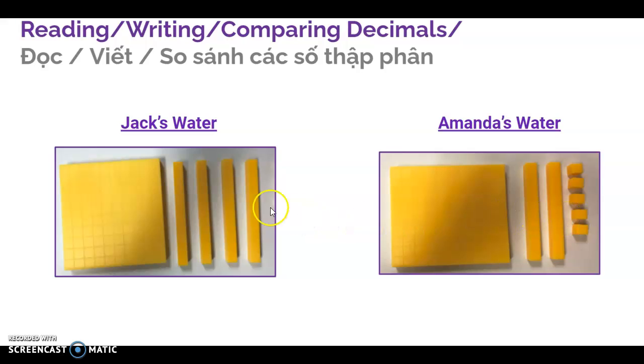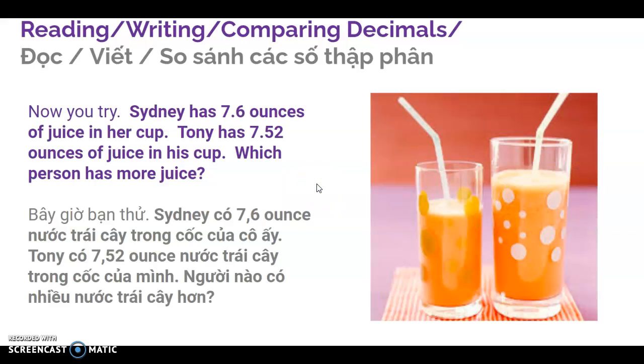Okay, so if we had to compare them, both of them have 1. Jack has 4 tenths. Amanda has 2 tenths, or 25 hundredths. Well, I can look, 4 tenths is more than 2 tenths. Therefore, Jack has more water. Okay, now you're going to try. Or we're going to try this one together.